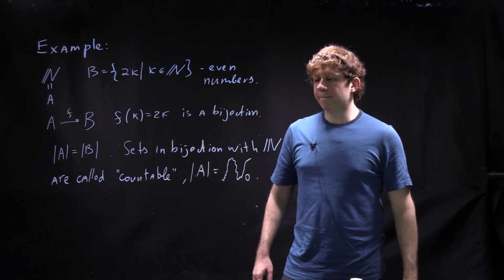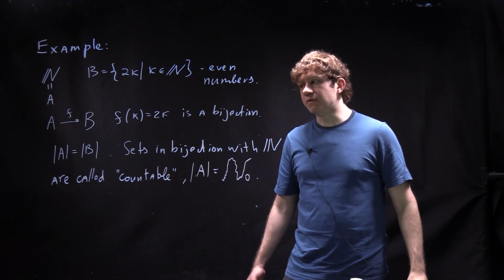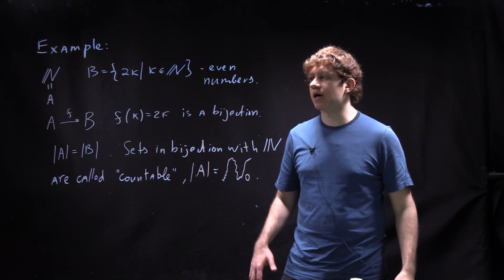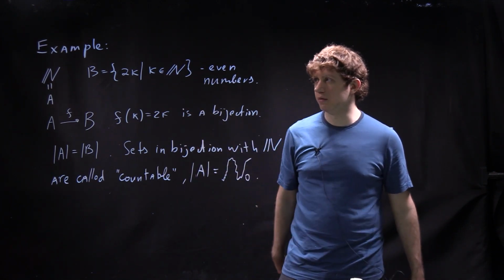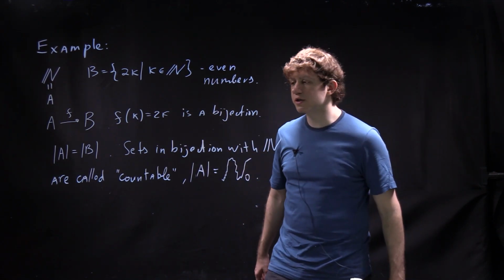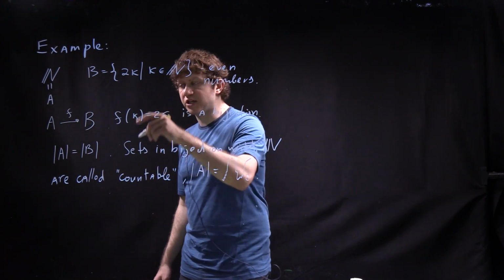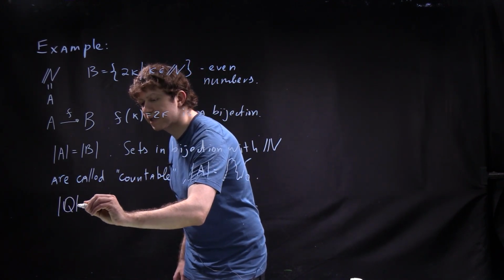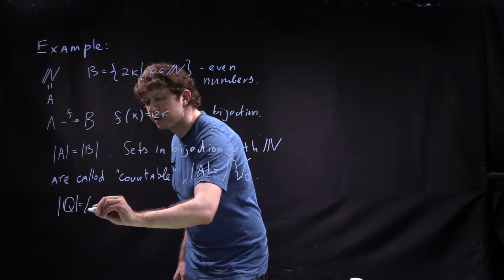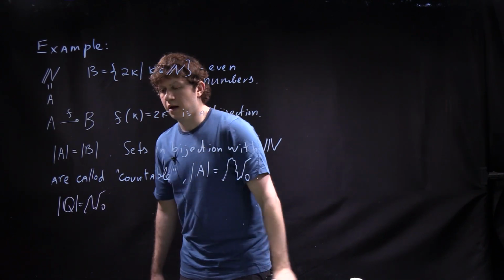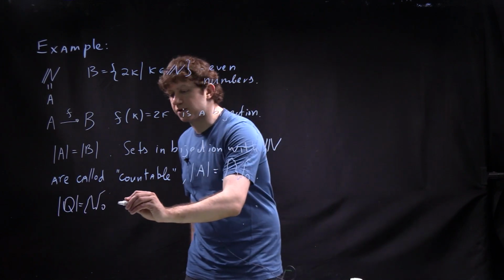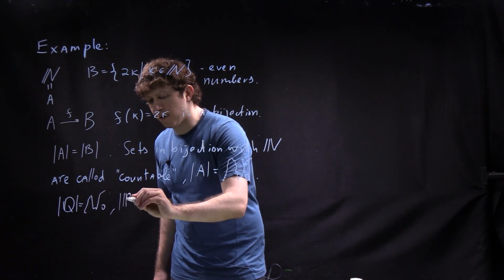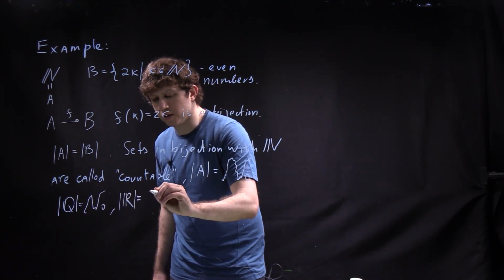There are lots of examples of interesting sets which look as if they are bigger than the set of positive integers, but actually they're in bijection with it. For instance, it's a famous and relatively easy fact that the set of rational numbers is countable. And for instance, the set of reals is not.